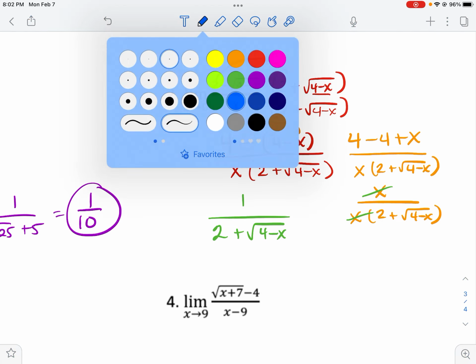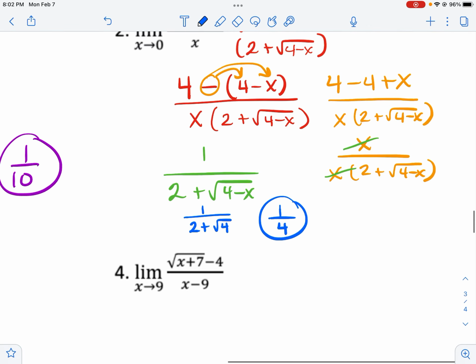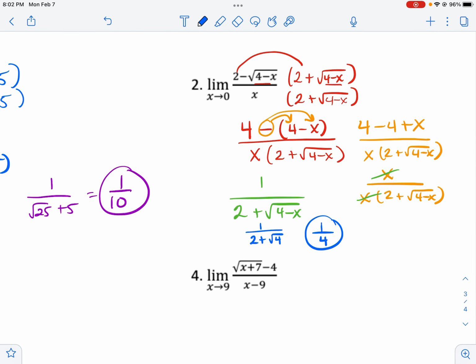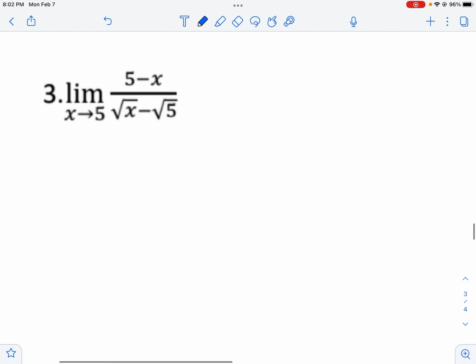Now we plug in the 0. When I plug in a 0 here, I get 1 over 2 plus the square root of 4 minus 0, which is just the square root of 4. So it's 1 over 2 plus 2, which is 4. Final answer. Okay, so it's just knowing what to do. It's not really a lot involved.